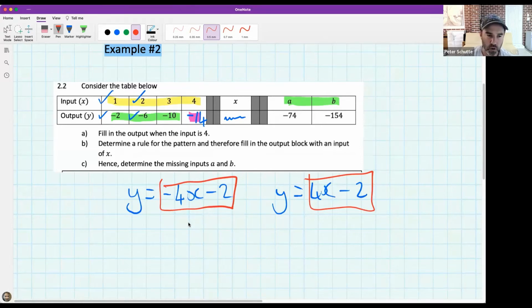So who agrees? I'm interested to see who's on this side, who's on this side. Who thinks it's a -4? Who thinks it's a +4 that goes in front? Test your answers, guys. Test your answers.